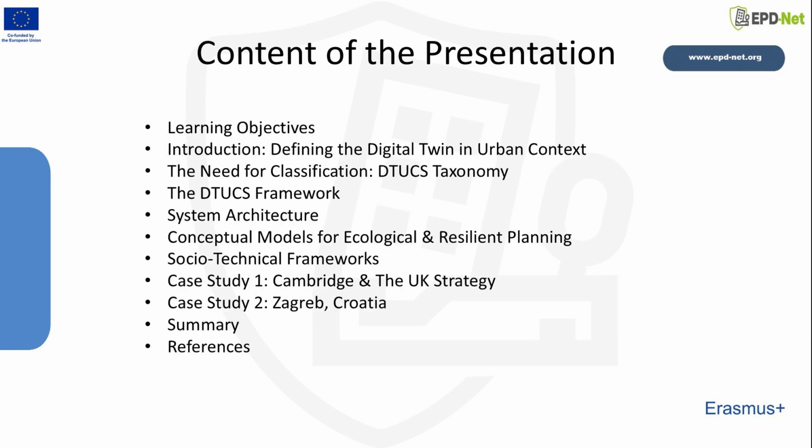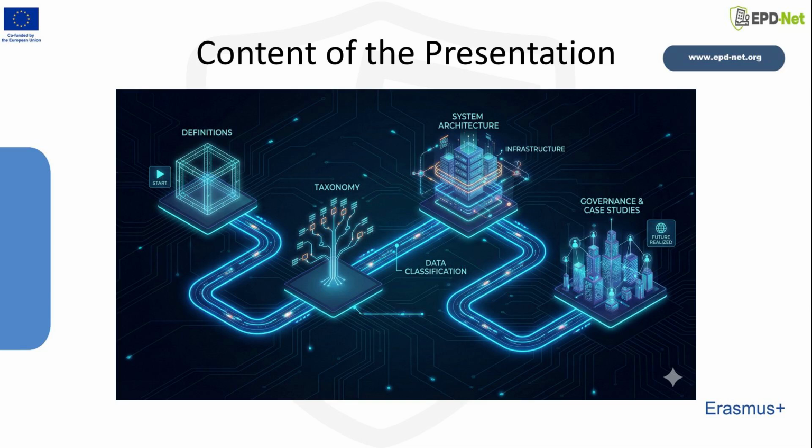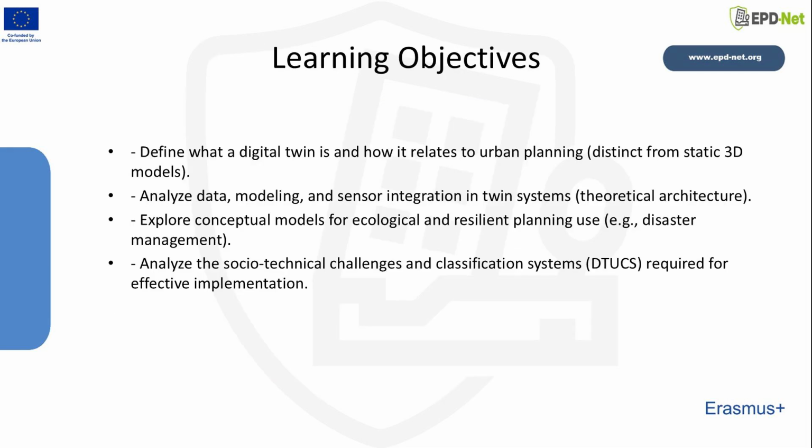First, we will start with conceptual definitions, because not every 3D model is a twin. Next, we will look at classification systems, taxonomy, to clear up the confusion in the industry. Then, we will examine the system architecture and resilience models that make these systems work. Finally, we will move beyond the technology to discuss the socio-technical governance and analyze real-world case studies from Zagreb and Cambridge. By the end of this session, we aim to achieve 4 key outcomes.